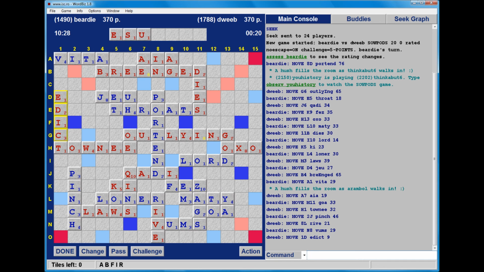There's spew, but that scores less. I don't think claws takes an S in front, otherwise I could play Sue and sclaws. My opponent may be thinking about playing in row C, putting the F underneath the last E of breenged, but any play that he makes may be pluralisable, and I've got the words use and sue on my rack. So he may be in problems.